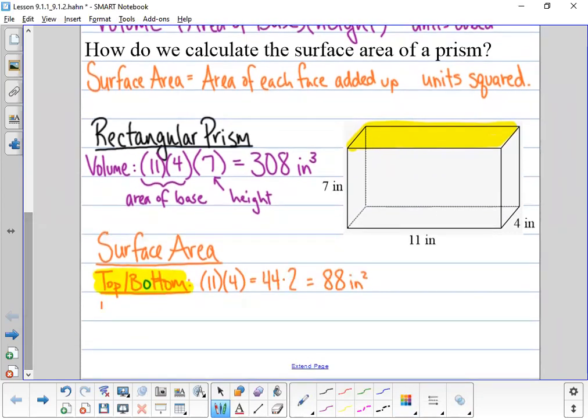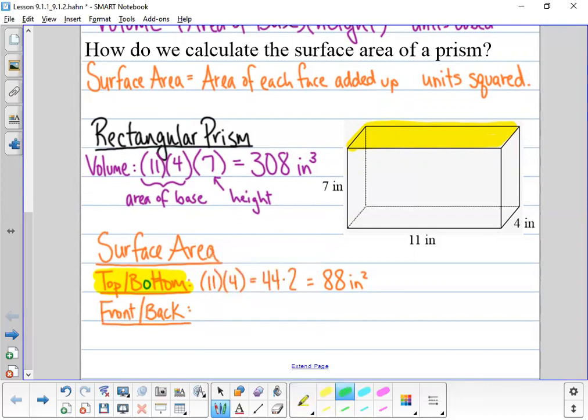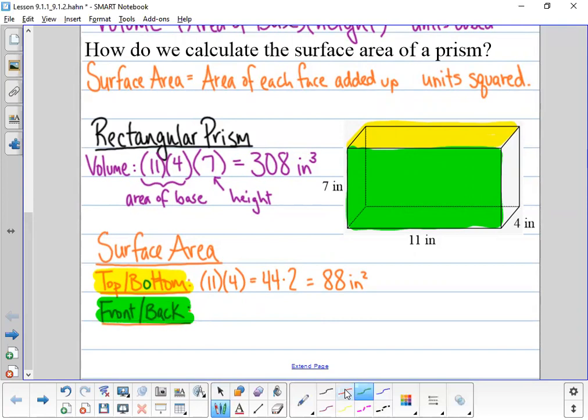Now let's do the front and the back. So I'm going to highlight those for you guys so you can see what I'm talking about when I say the front and the back. So here is the front. It's the rectangle that has a width of 11 and a length of 7. And the front and the back will be identical to each other as well. So I can find the area of one of them and then multiply by 2, just like I did for the bases, the top and the bottom.